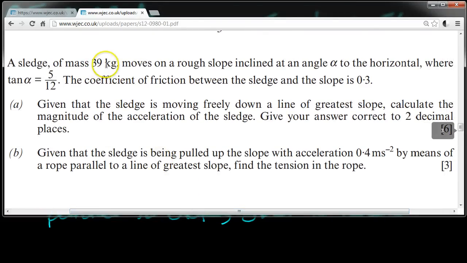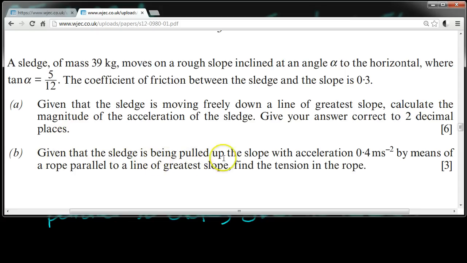A sledge of mass 39 kilograms moves on a rough slope inclined at an angle alpha to the horizontal, where tan alpha is 5 over 12. The coefficient of friction between the sledge and the slope is 0.3. Given that the sledge is moving freely down a line of greatest slope, calculate the magnitude of the acceleration of the sledge, giving your answer correct to 2 decimal places.